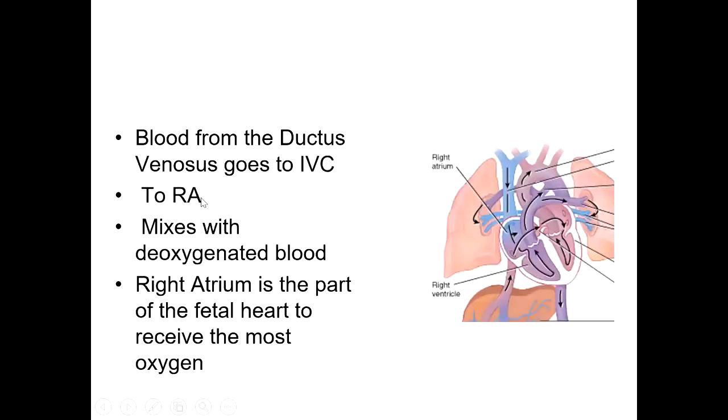And so blood from the ductus venosus goes to the inferior vena cava, to the right atrium, mixes with that deoxygenated blood. The right atrium here is the part of the heart to receive most of the oxygen quickly. And that blood can go directly across to the left side of the heart or up the pulmonary system and then to the arch. And so trying to get it to as many of these tissues as possible.